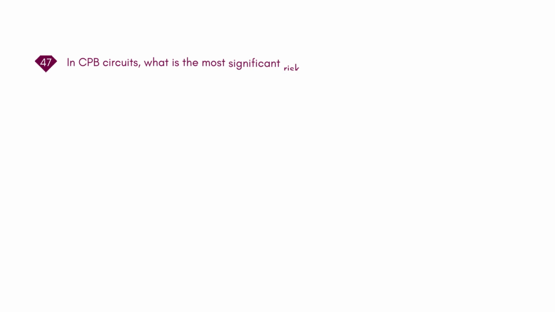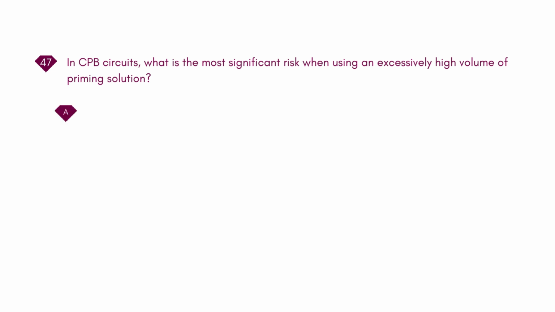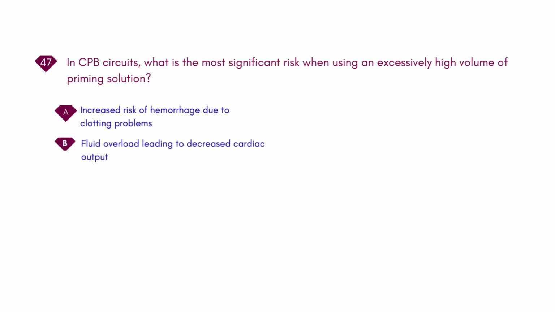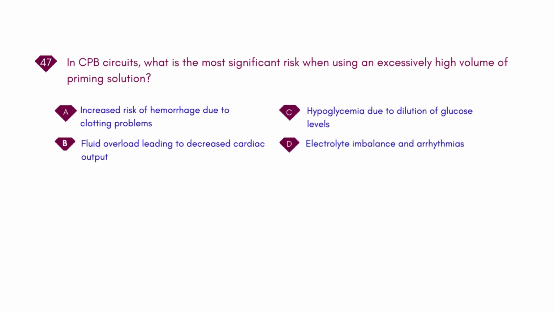In CPB circuits, what is the most significant risk when using an excessively high volume of priming solution? A. Increased risk of hemorrhage due to clotting problems. B. Fluid overload leading to decreased cardiac output. C. Hypoglycemia due to dilution of glucose levels. D. Electrolyte imbalance and arrhythmias. Answer: B. Fluid overload leading to decreased cardiac output.